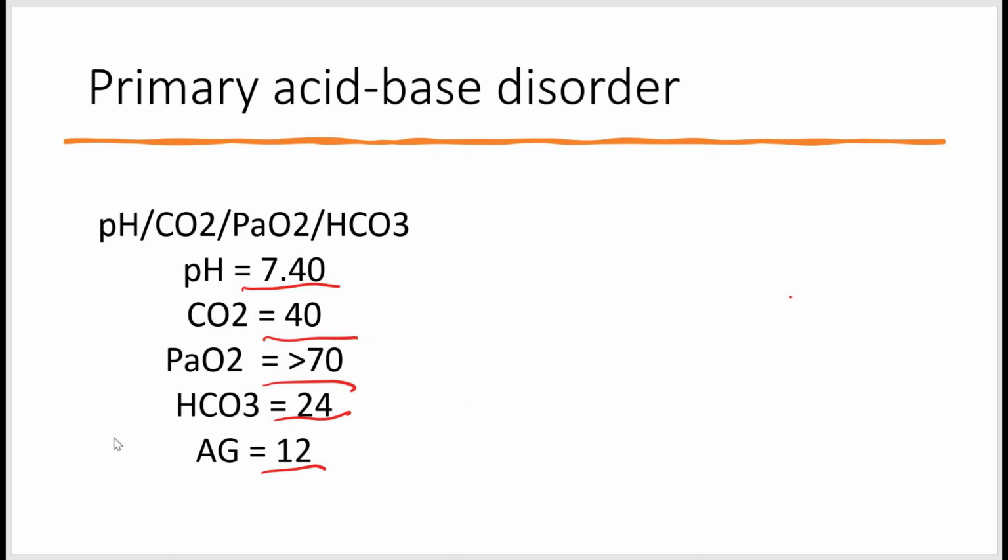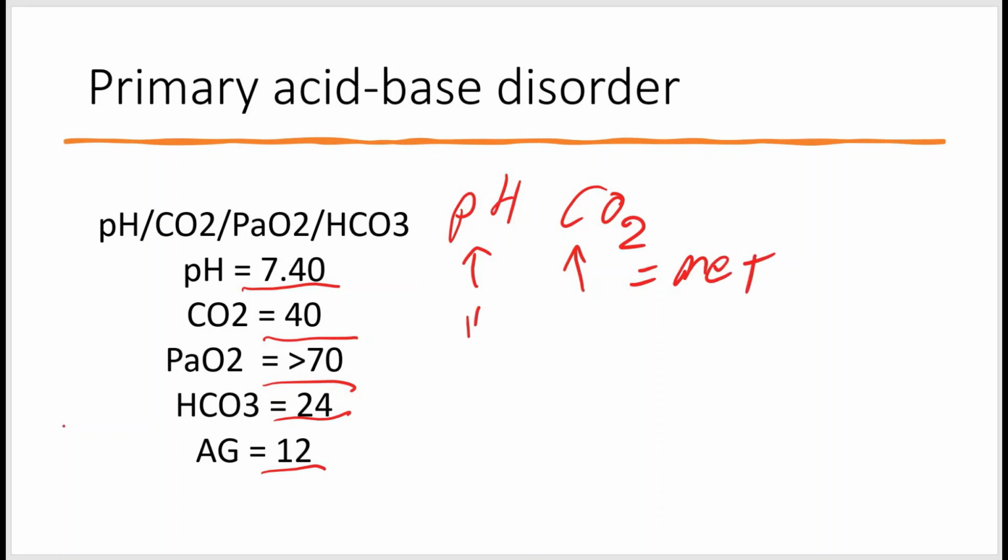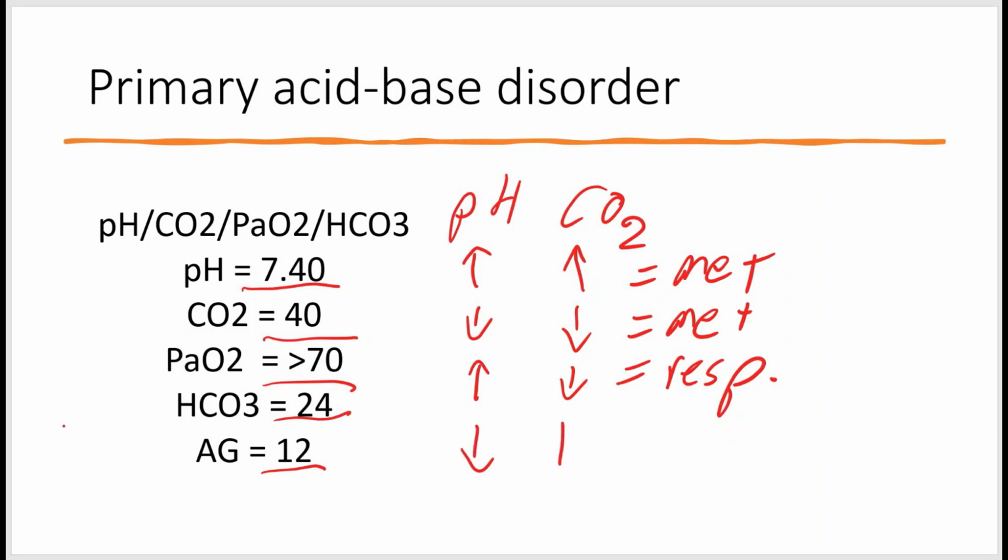So to determine if it's metabolic or respiratory, you're going to look at the pH and the CO2, and these two numbers can help you determine which one is which. If the pH is greater than 7.4 and the CO2 is greater than 40, it's metabolic. If it's less than 7.4 and the CO2 is less than 40, it is also metabolic. If the pH is greater than 7.4 and the CO2 is less than 40, this is respiratory. If the pH is less than 7.4 and the CO2 is greater than 40, this is also respiratory.